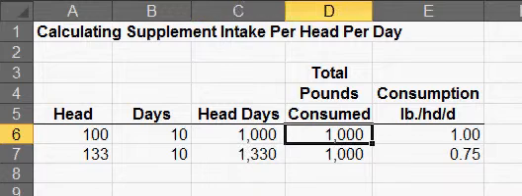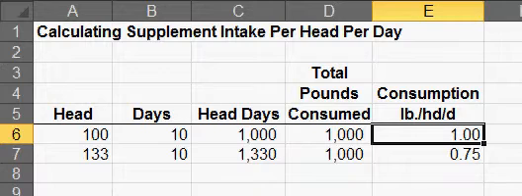Next column here is the total pounds consumed. I'm going to say 4 250-pound barrels of Crystallix in this situation, so that's 1,000 pounds. Now to calculate the consumption in pounds per head per day, we just divide the total pounds consumed by the head days, which is 1,000 divided by 1,000 is 1 pound. So 1 pound per head per day.